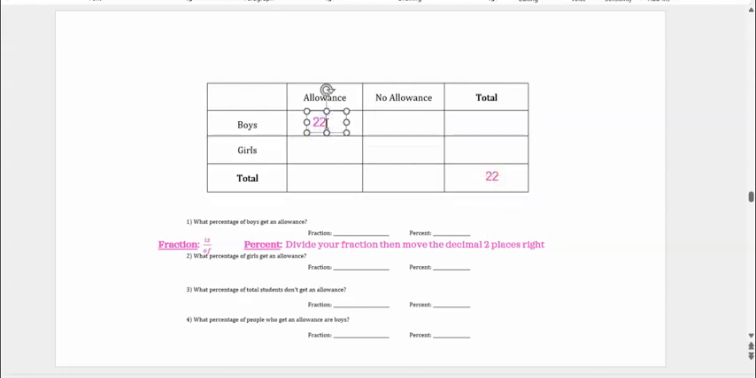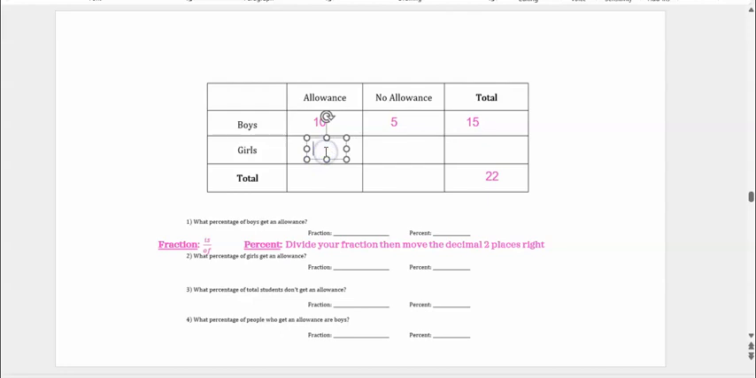Okay, let's say I asked all the boys. There's 15 boys in that class. Let's say that 10 of them get allowance, and let's say 5 of them said that they don't get allowance. Okay, so fill those numbers in. So I can total those numbers up. I can just add along that row there. There's 15 boys. And that is true. There are 15 boys in that class.